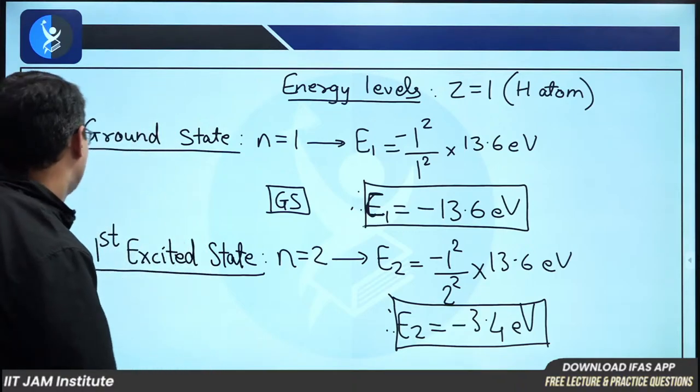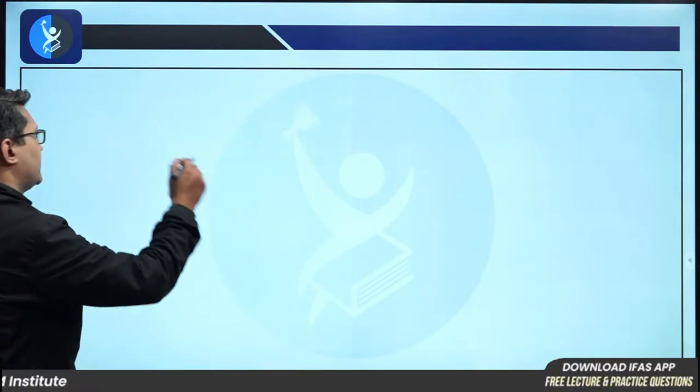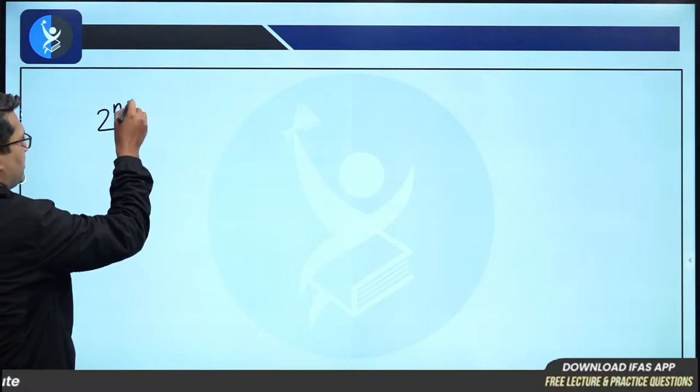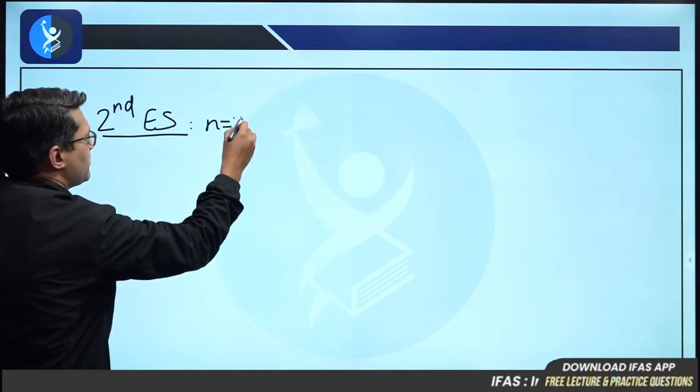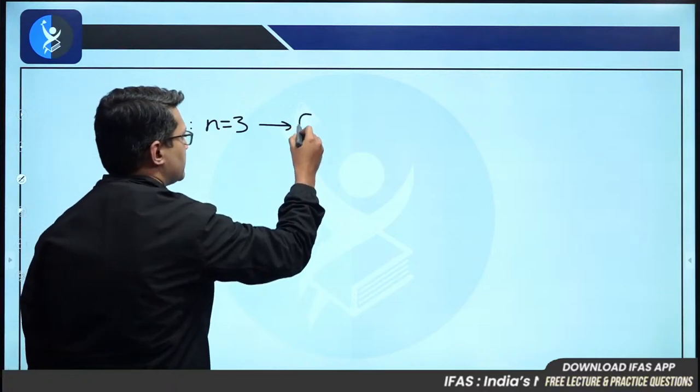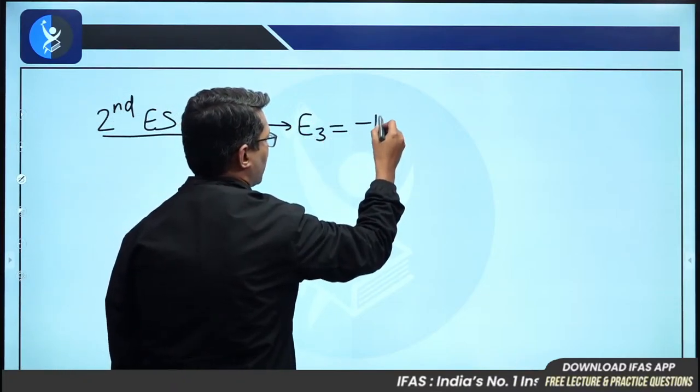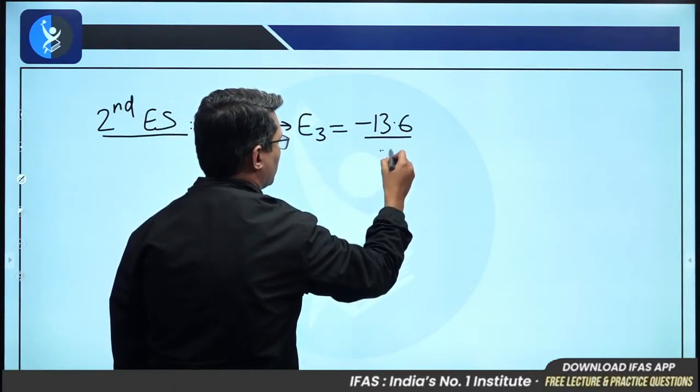Very good. Now try the second excited state and tell me what this energy will be. n will be equal to 3. And what is E3 going to be? E3 is going to be minus 13.6 upon 3 square.